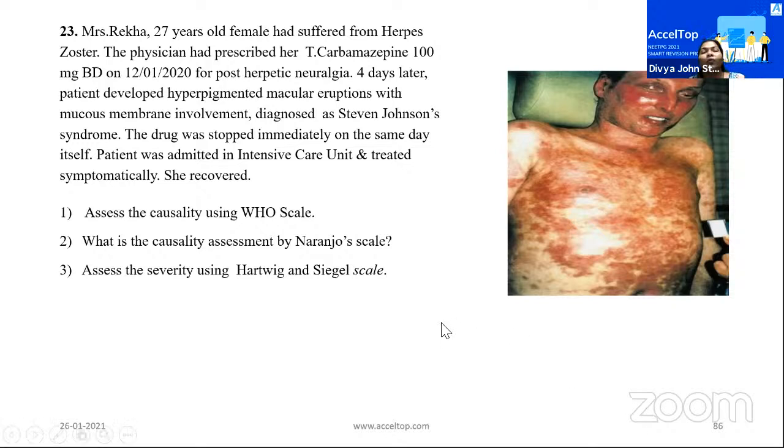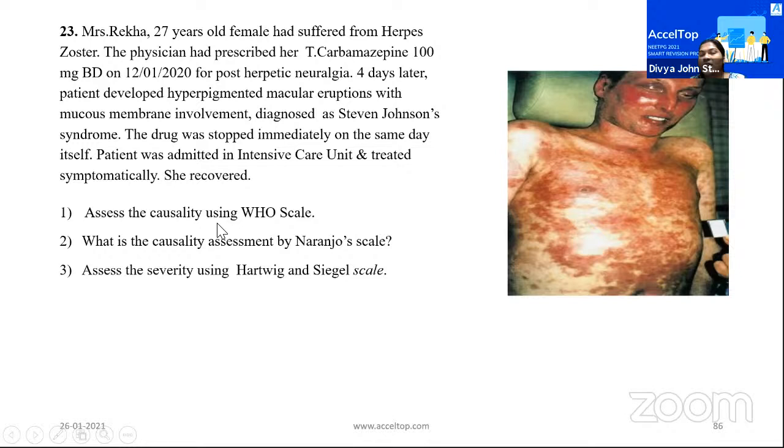You've been given a case: Mrs. Rekha, a 27-year-old female who has suffered from herpes zoster. The physician has prescribed her tablet carbamazepine 100 mg BD on 12/1/2020 for her post-herpetic neuralgia. Four days later, the patient developed hyperpigmented macular eruptions with mucous membrane involvement, and she was diagnosed with Stevens-Johnson syndrome. The drug was stopped immediately, and the same day the patient was admitted to the intensive care unit and treated symptomatically. She recovered. This is one of the practical exercises that second year MBBS students are doing.